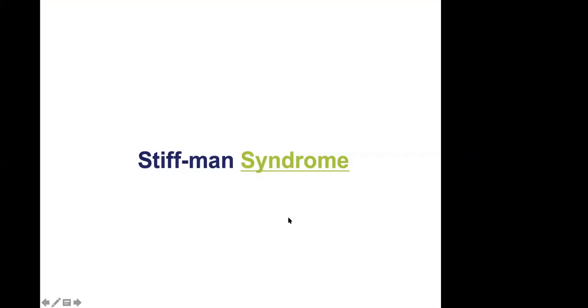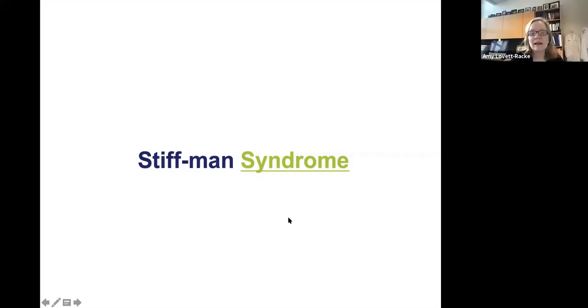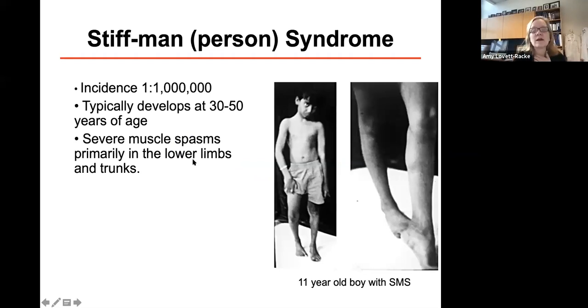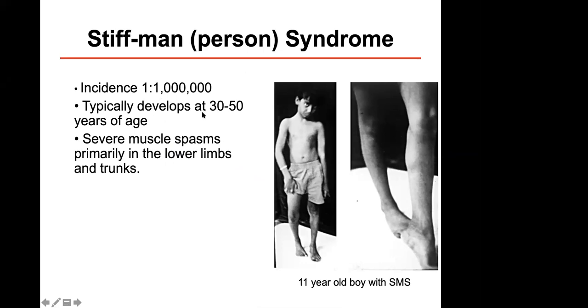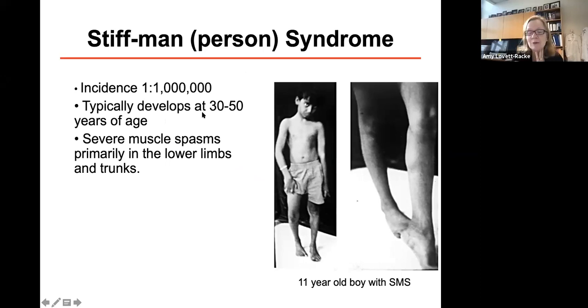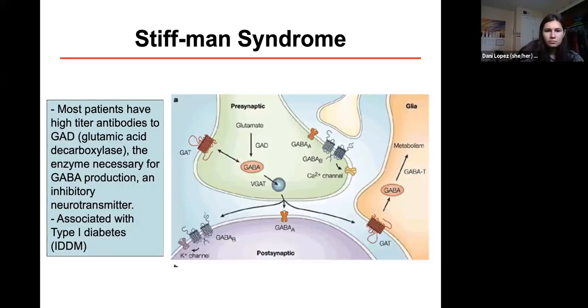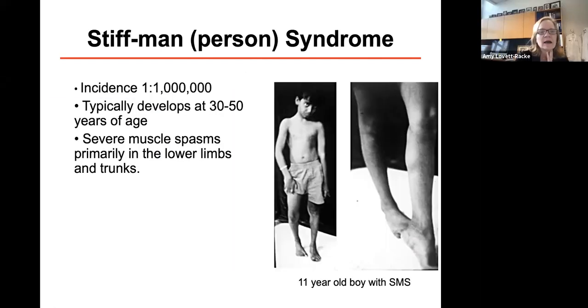Let's go back to my original screen. Okay. So that gentleman had stiff man syndrome, which is a relatively rare disease. The incidence is about 1 in a million. It typically occurs in young adults, which is another key that it is probably autoimmune, because most autoimmune diseases occur in young adults.